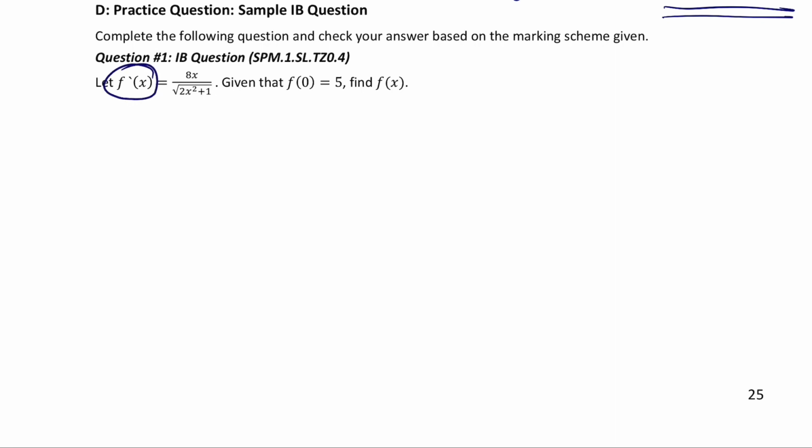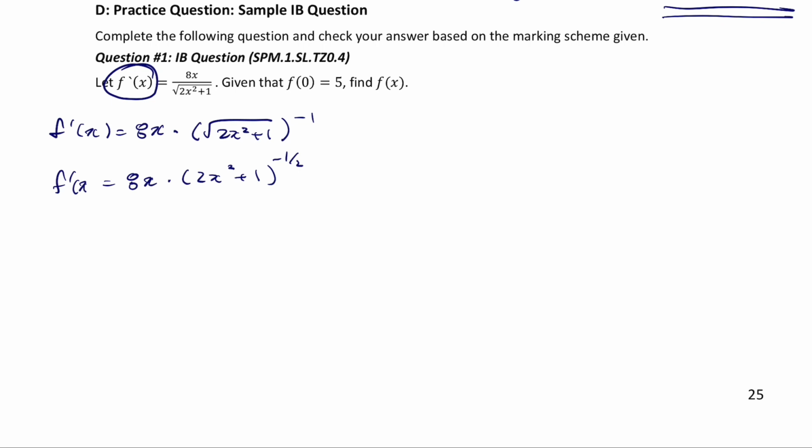And you can see that this has a fraction and a radical in it, right? So we're going to get rid of the fraction and the radical form. So f prime of x becomes 8x times the square root of 2x squared plus 1 to the power of negative 1. Then we know that it is 8x times (2x squared plus 1) to the power of negative 1 over 2, right? So we can now change the fraction and the radical to non-radical, non-fraction form. And let's try to integrate this in terms of x.